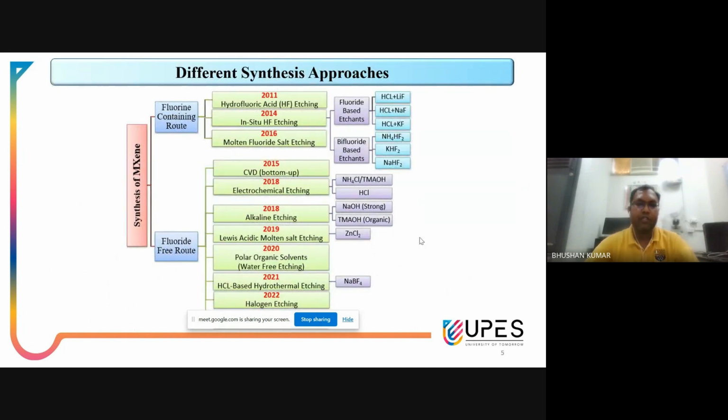Now, these are the different synthesis approaches. Currently, we have two approaches to synthesize MXene. One is the fluorine-containing route, the other is the fluoride-free route. In the fluorine-containing route, we have HF etching, and the second one is in situ HF. For in situ HF, we can use HCl and a fluoride salt such as potassium fluoride, lithium fluoride, and bifluoride-based reagents also. In fluoride-free routes, researchers are working on CVD, electrochemical etching, alkaline etching, Lewis acid, halogen etching, and many more.